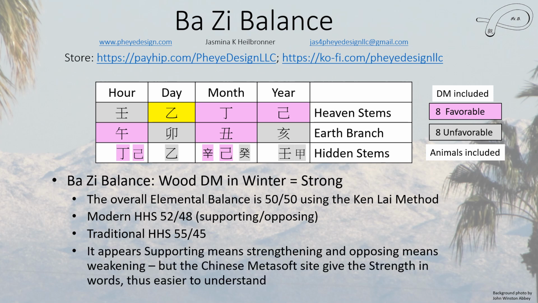Now, the reason why I like the Chinese Metasoft site is that it makes it easier for everybody. It does appear that supporting means strengthening and opposing means weakening. But if you want at least the Kenlai method to find out what it is, the Chinese Metasoft site states this in words, so you don't have to think. And it's really clear what your overall chart balance is. And this by itself is worth it, because you can do your whole family.